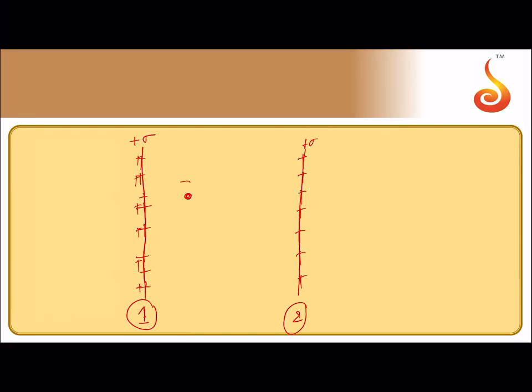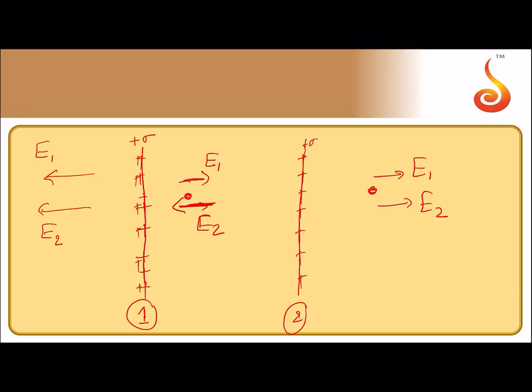Now sheet number 1 produces the electric field along this direction. Sheet number 2 produces the electric field in the opposite direction. So it is in this direction. Correct? Yes. This is the point. So here sheet number 1 produces the electric field in this direction. Sheet number 2 produces the electric field in this direction. Here sheet number 1 produces the electric field in this direction. Sheet number 2 produces the electric field in this direction.